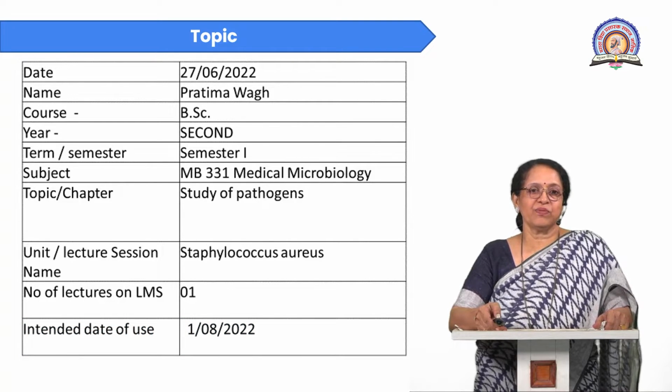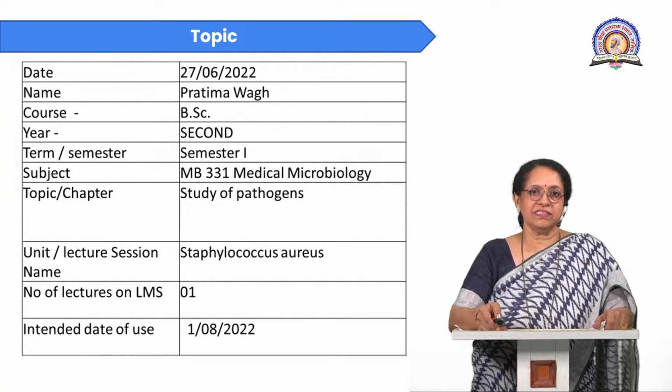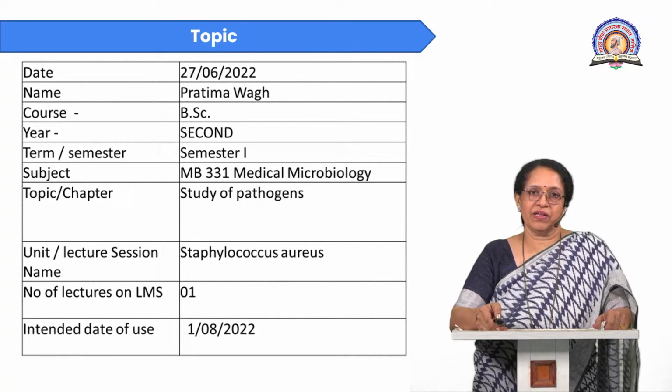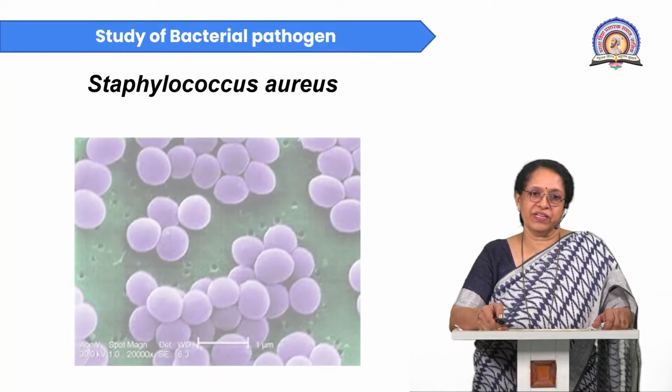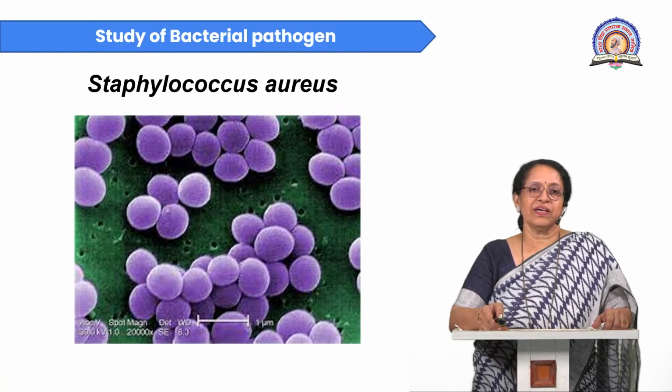Our today's topic is MB 331 Medical Microbiology for SYBSc semester first. In this, we are going to study one bacterial pathogen named Staphylococcus aureus. This organism, as you can see in this figure, is a cocci-shaped organism and is present in clusters like this.